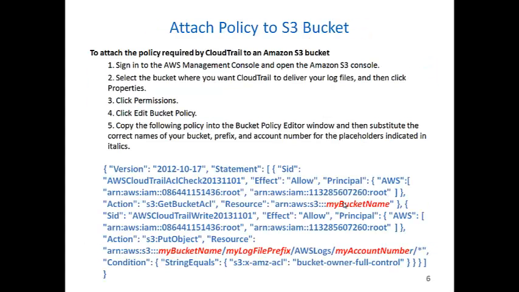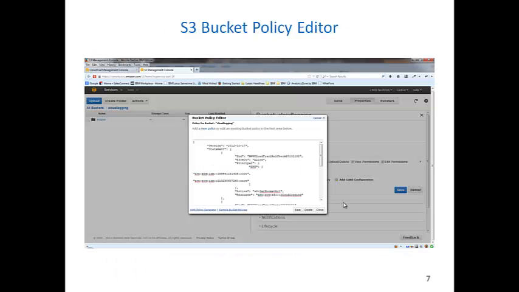Next step is to attach the policy required by CloudTrail to the S3 bucket. So you'll essentially navigate to the AWS Management Console, go to the S3 console, select your bucket, click Permissions, click Edit Bucket Policy, and then you copy the following statement below, replacing the parameters that you see here in red with your account number, bucket name, log prefix. And once that's complete, you'll save that policy, and your bucket is now ready to capture the logs that are generated.